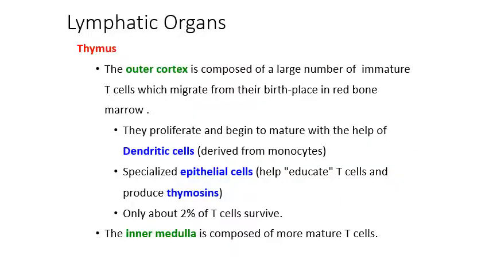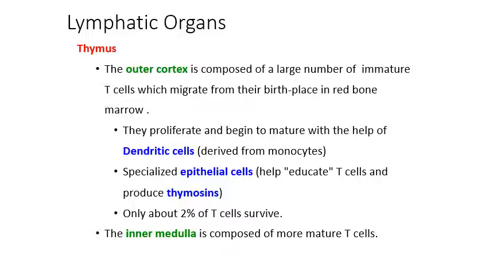So the thymus we can divide into outer cortex and inner medulla. The outer cortex is where we find these immature T cells. Right after they've arrived from the bone marrow, they spend a lot of time in the outer cortex of the thymus. They are going to begin their maturation process with the help of dendritic cells. And dendritic cells, remember, are phagocytic cells that are associated with your skin, with the integument. Those dendritic cells are going to help to educate your T cells, helping them mature into actual functional lymphocytes.